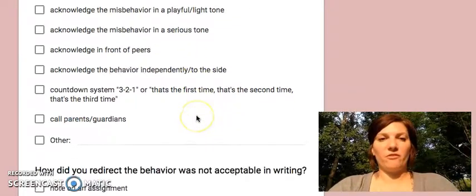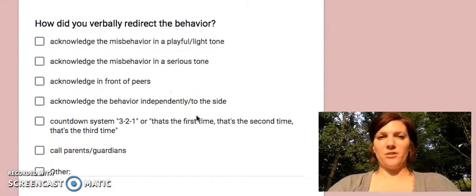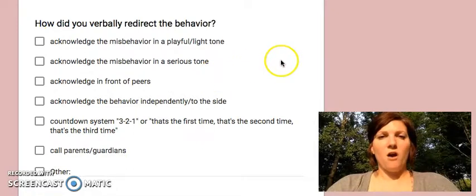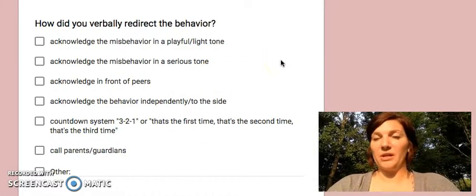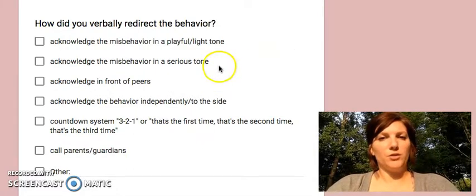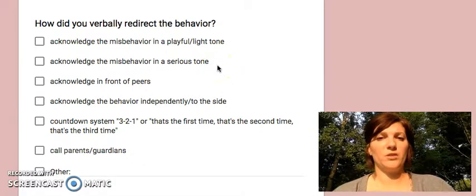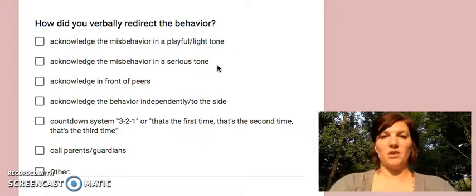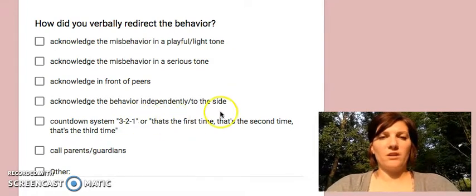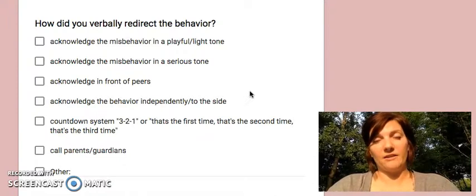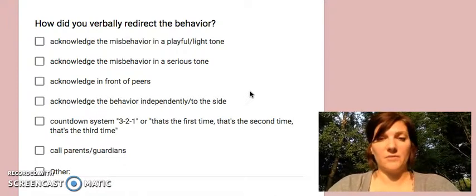So there's just some different ways we can verbally redirect behaviors that are clickable here. We can acknowledge the behavior in a playful or a light tone. We can do it in a serious tone. We can acknowledge in front of peers, or we can do it independently to the side. This would be the calling out to the hall thing. We can verbally use the countdown system. This is the first time you've done this and I've told you to stop. This is the second time, this is the third time, and so on and so forth.